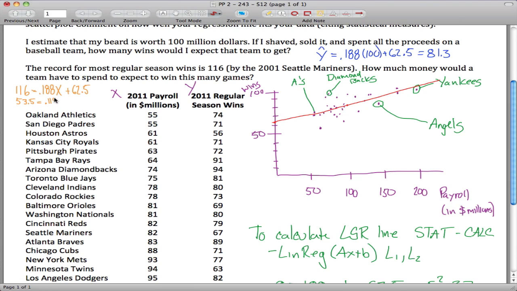is equal to 0.118x. So now if you divide by 0.188, I think I said 118, but it's 188. I better fix this. Might have just made it worse. Maybe it's worth rewriting. 0.188x. So divide both sides by 0.188, and what you'll get is that x is equal to 284.6. So you'd have to spend $284.6 million if you wanted to win 116 games.